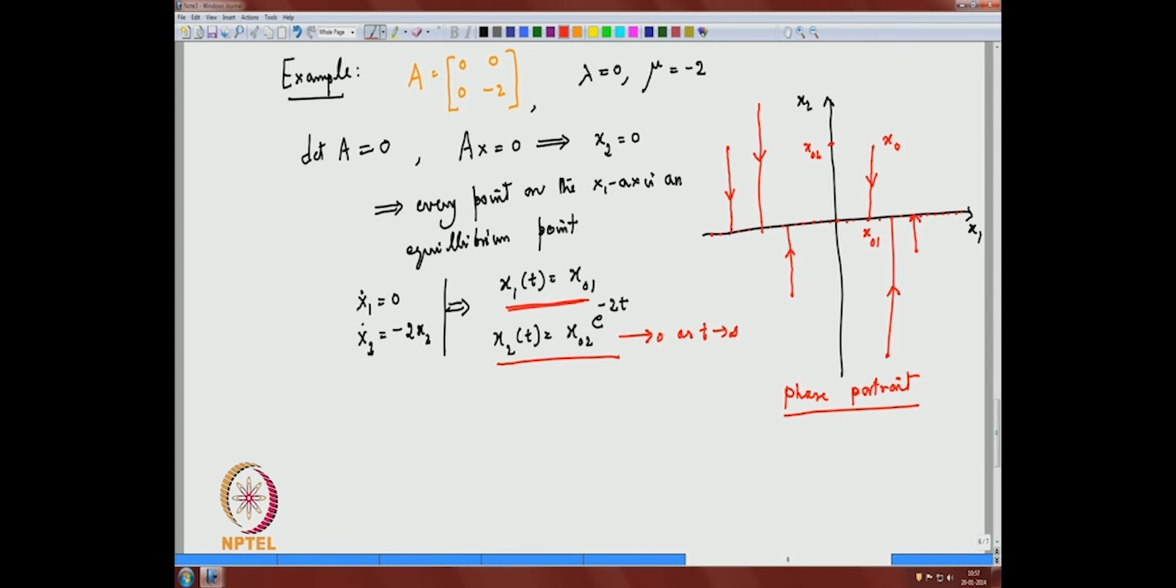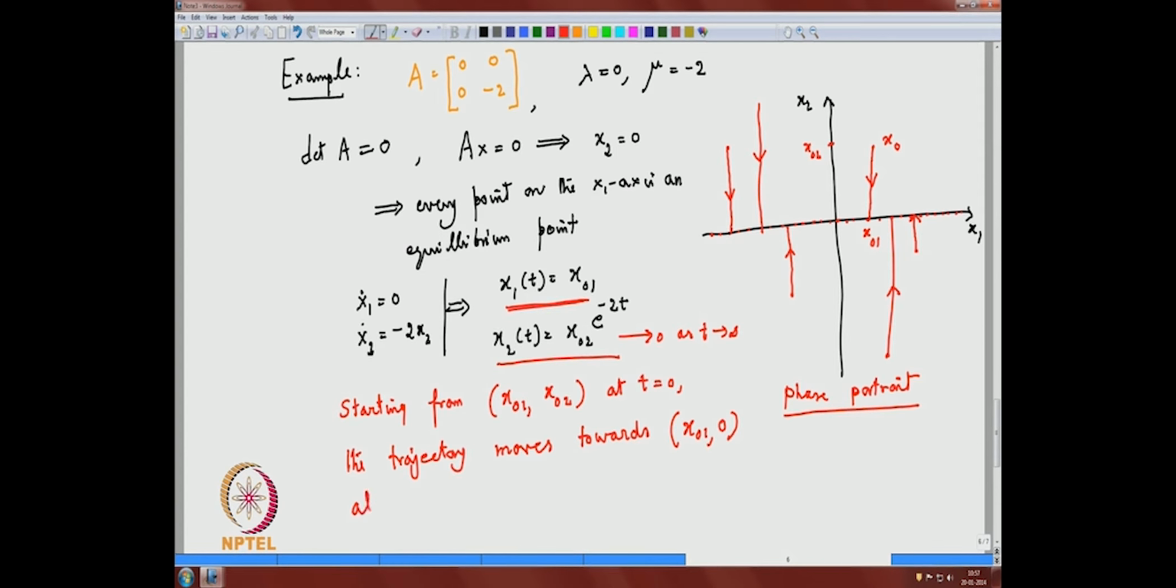Yes. So, in other words, you are starting from x01, x02 at time t equal to 0, and the trajectory moves towards the origin only at infinity, along the perpendicular line. You see the behavior difference in that one. Okay.